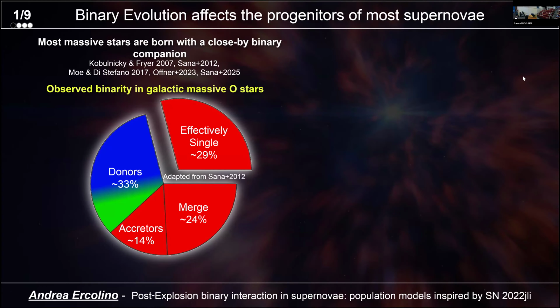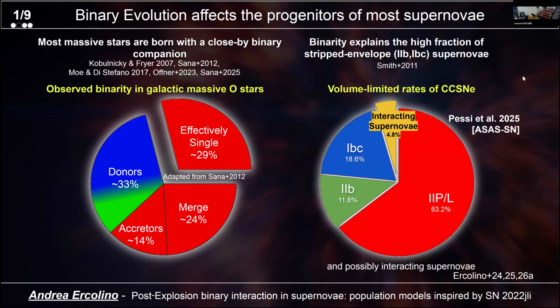Whether they donate mass to the binary companion, which means that they will lose some of their mass, whether they're accretors or some of them even merge, as Carolina showed in her poster. The single stars are only about 29% or even less. So this is only a small fraction of all massive stars that finally reach core collapse without having been affected by their companion.